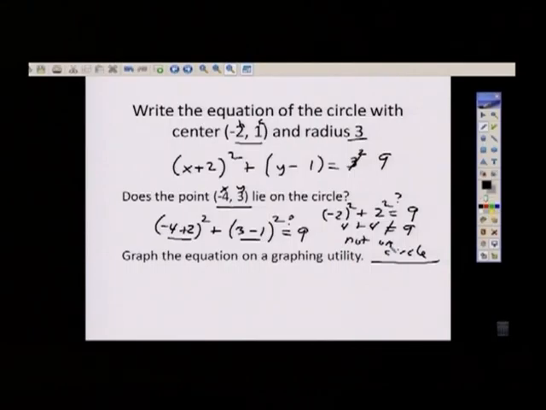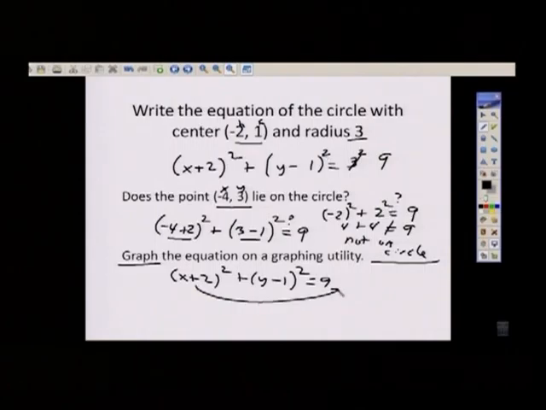And then the last thing I'd like to do with this equation of a circle is graph it on a graphing utility. So if we look at this on a graphing utility, the first thing you'd have to do is solve it for y. So to solve this equation for y, I need to move this whole thing over. So that would give me y minus 1 squared equals 9 minus x plus 2 quantity squared.